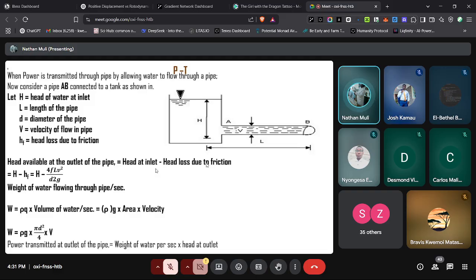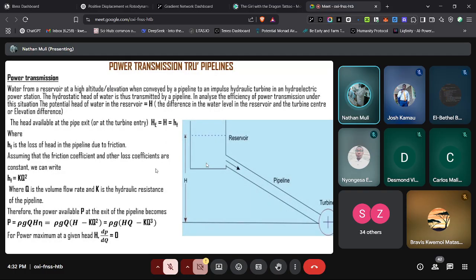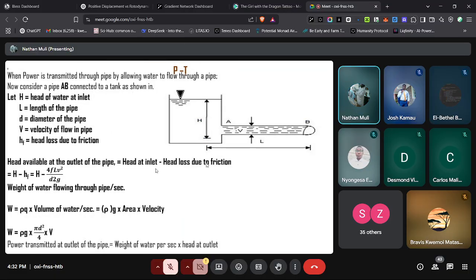Weight of water flowing through the pipe per second: how much is that? The weight is density times g times Q, the volume of water per second, which is rho G times area times velocity, which is rho G times pi D squared upon 4 times V. Otherwise, power transmitted at the outlet will be the weight of water per second, rho G A V, times the head at the outlet. That gives us the power transmitted through the pipeline.